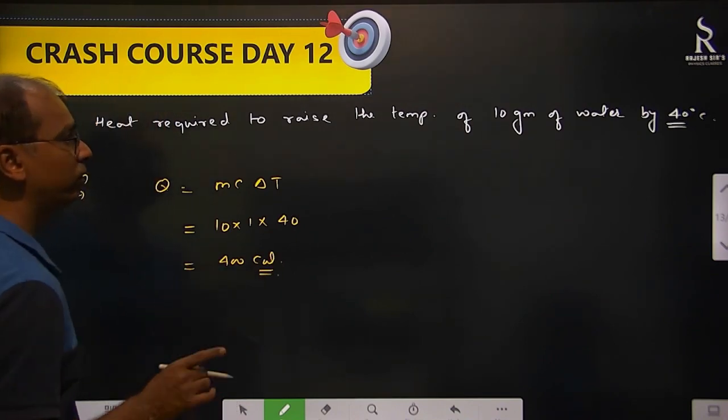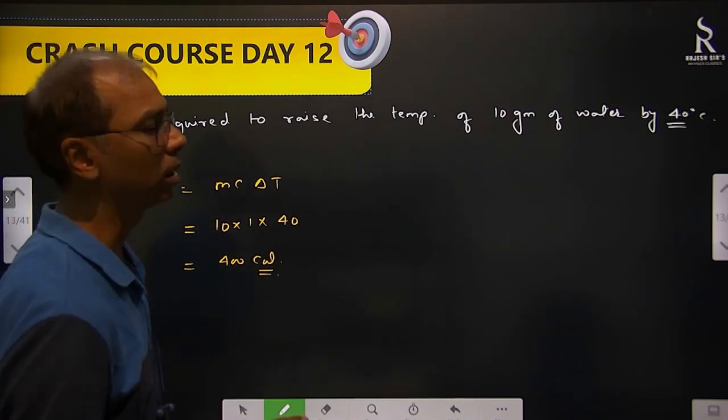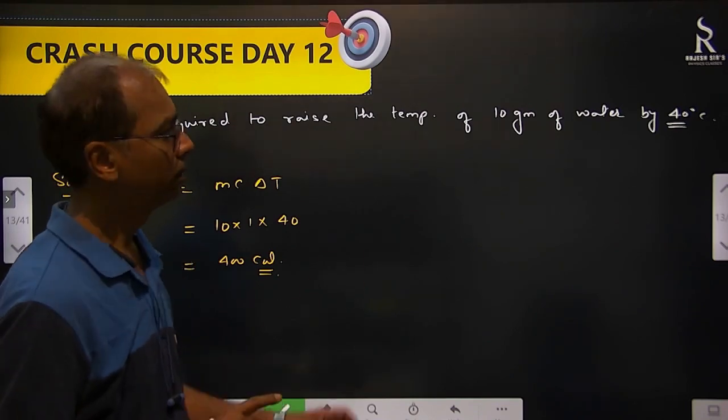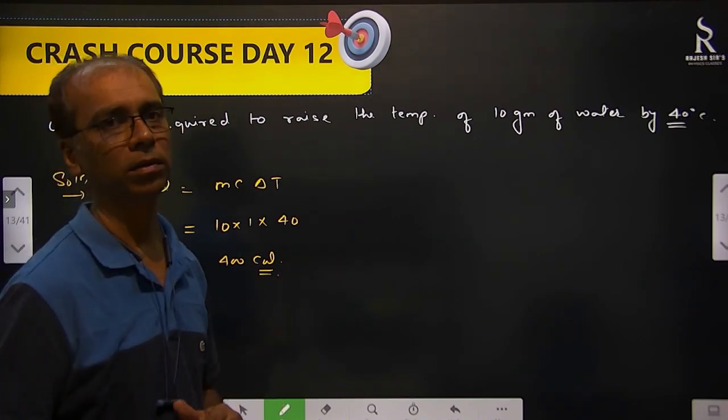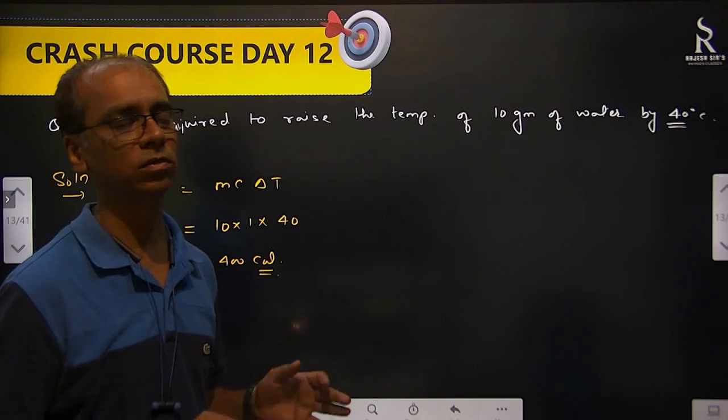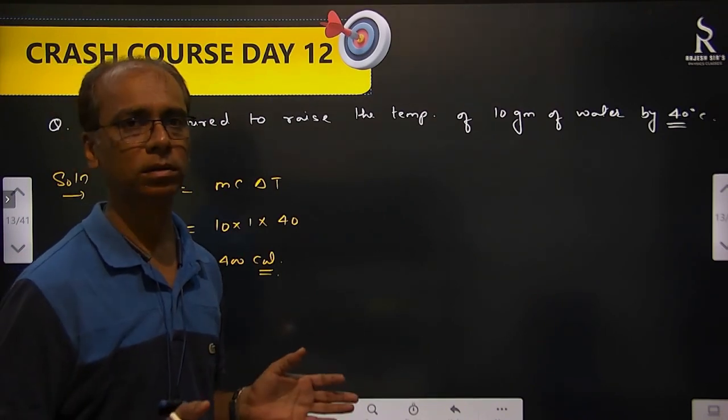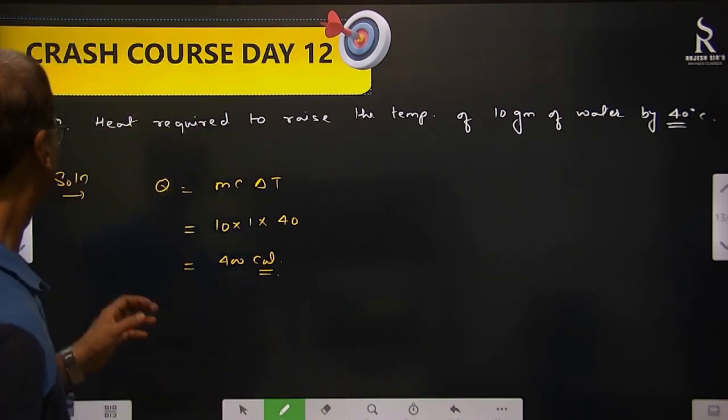So if you are increasing the temperature of water by 40 degrees centigrade, then only specific heat is involved. There is no confusion at all. Okay, right. Next you see.